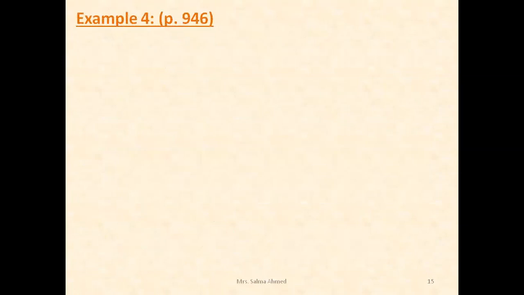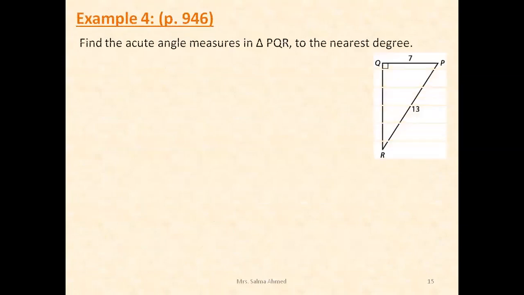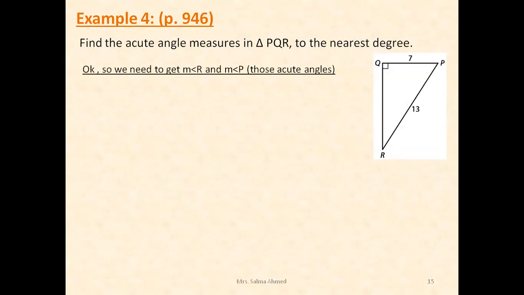Another example, page 946. Find the acute angle measures in this triangle to the nearest degree. So here I have two sides. One is a leg and one is a hypotenuse. And this is 90, well known. So I need to find the measure of angle R and the measure of angle P, those acute angles.